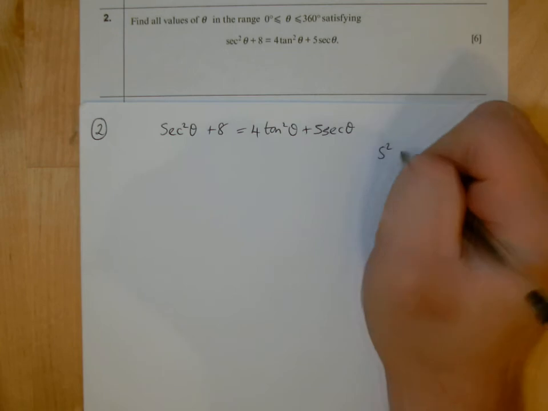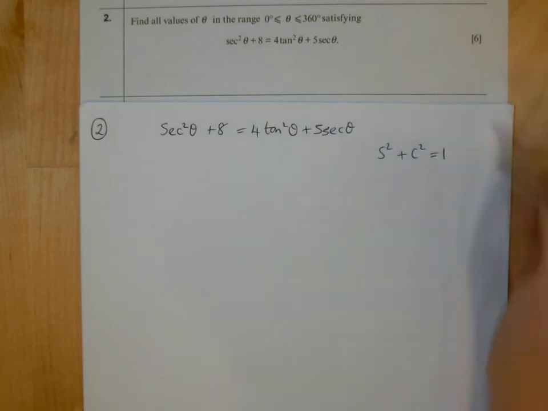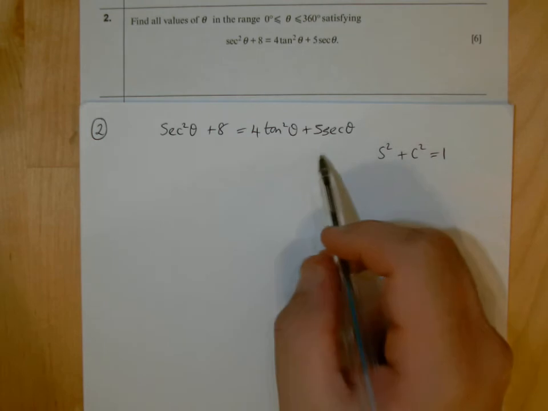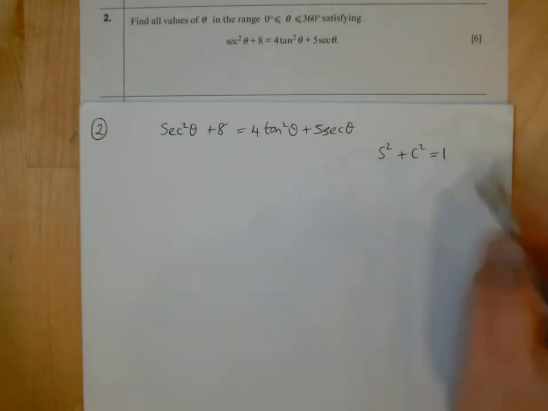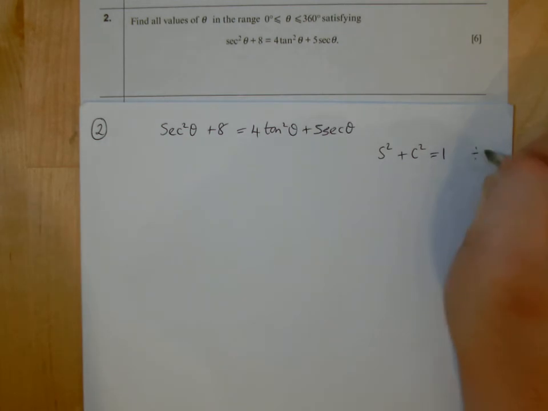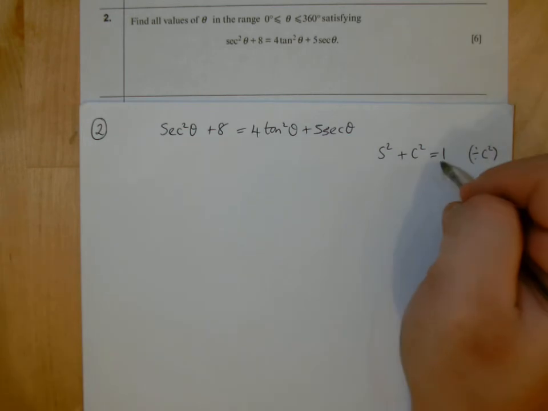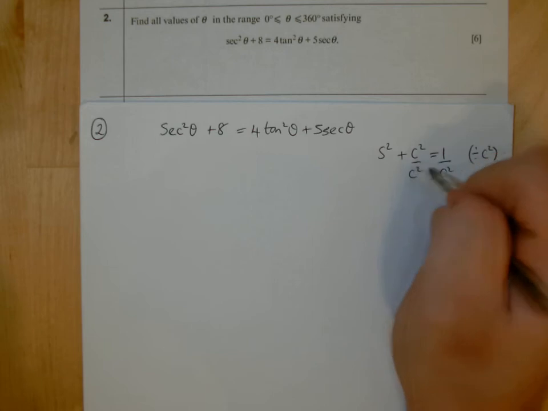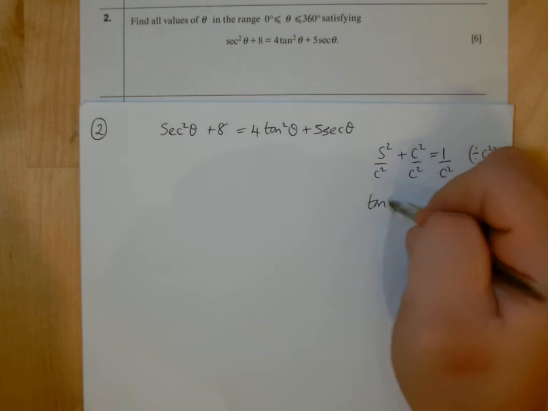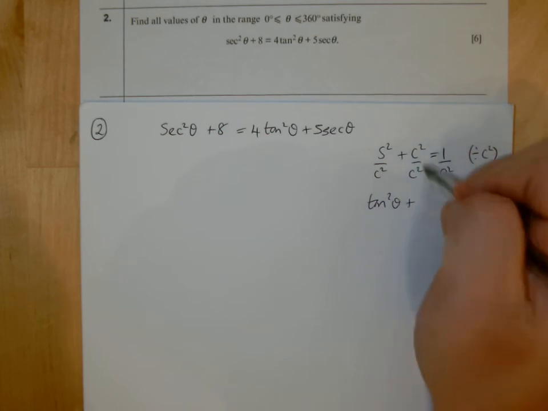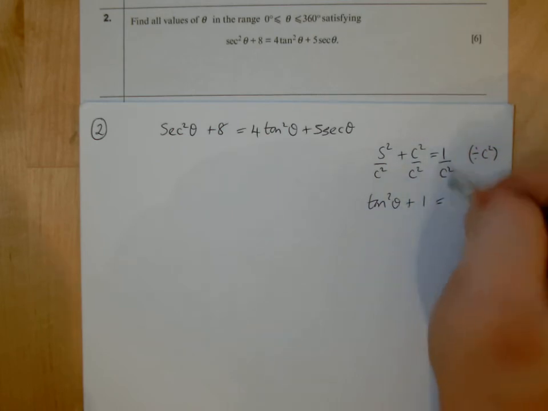Remember, sine squared plus cos squared is equal to 1. So because I want a result involving sec, I need to think again about dividing by cos squared. So I've got my sec squared. So divide by cos squared, divide by cos squared, divide by cos squared. So sin over cos is tan, so tan squared theta. Cos squared over cos squared is 1, and 1 over cos squared is sec squared theta.